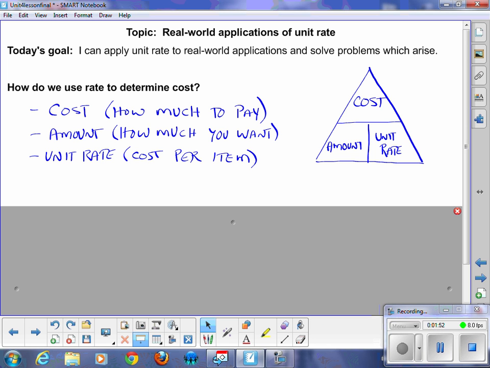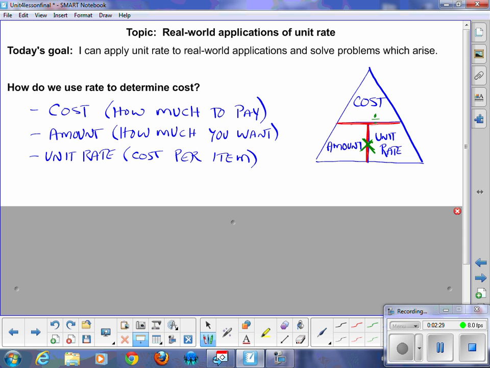So that triangle then tells us two things. If I want to find cost, then I would have to multiply amount and unit rate together. So if there's a vertical bar, like the one I'm coloring in red, you are then going to use multiplication. So you would multiply unit rate and amount together, and the result would be cost. If, for example, you wanted to find amount or unit rate, then you're going to use cost and this horizontal bar. The horizontal bar tells us to use division.